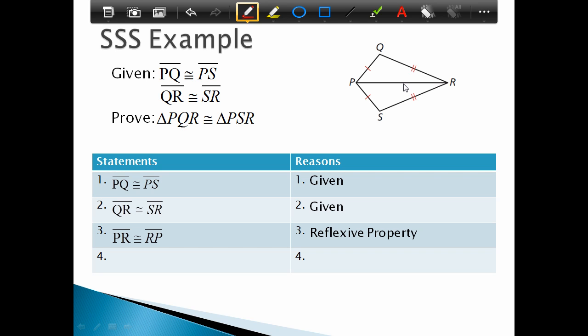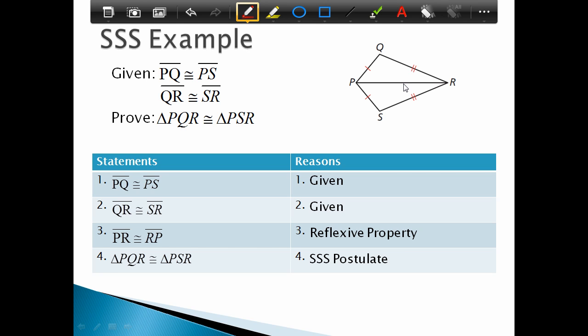So now I got 3 different pairs of sides that are congruent. I got QP and PS, and then I've got QR and SR, and then now I've got PR is congruent to RP. So that's enough to say my triangles are congruent thanks to SSS. All 3 sides congruent means the triangles are congruent.